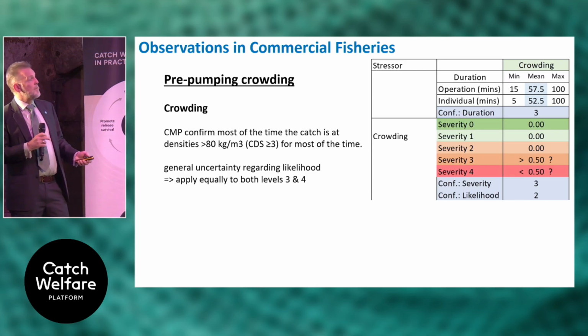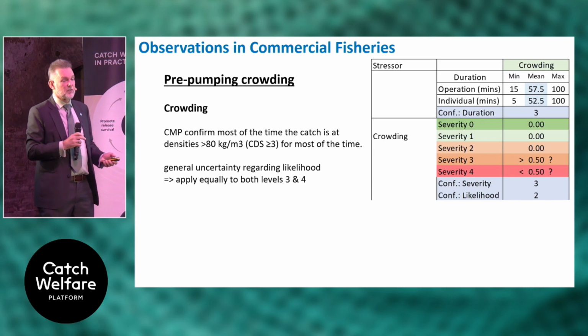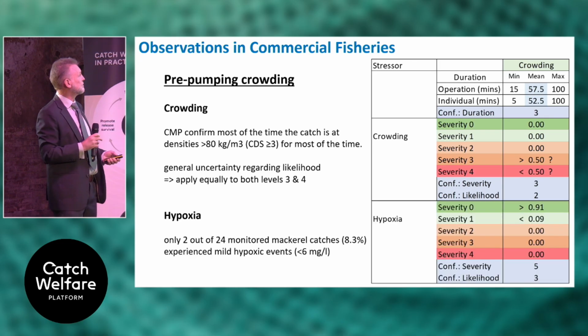This data is not published. This is just in a grey literature report. We haven't published that work here. So it gets a score of 3 because it's unpublished work, and it gets a score of 2 in terms of likelihoods because really not sure about it.